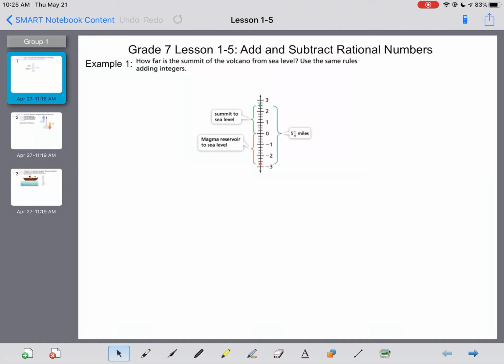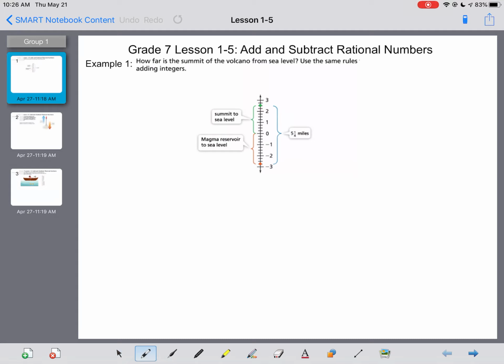We're moving on to lesson 1-5 of 7th grade, add and subtract rational numbers. Here we have sea level, which is always at 0, and then we see a summit, which is represented by the green point, and the magma reservoir, which is represented by the orange point. We have to find the distance between them. And yes, the answer is on the screen, which is fine, but we're going to show how to get from the green point to the orange point.